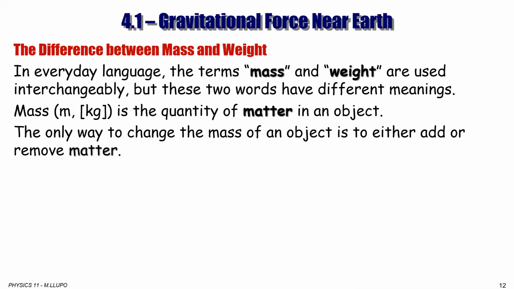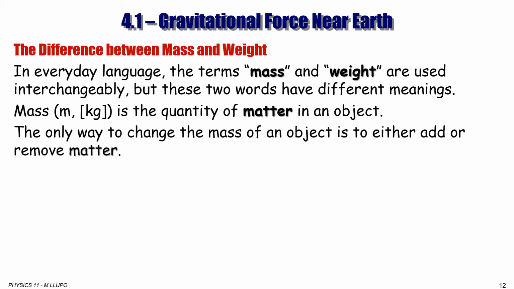In everyday language, the terms mass and weight are used interchangeably. But these two words have different meanings. They are not the same. While mass is a quantity of matter in an object, weight depends on mass but also depends on gravitational acceleration.